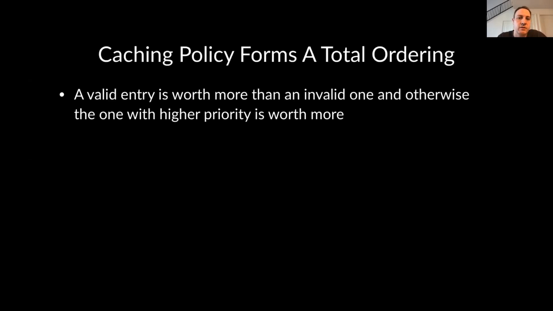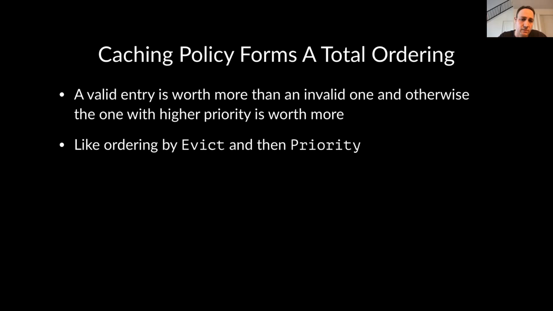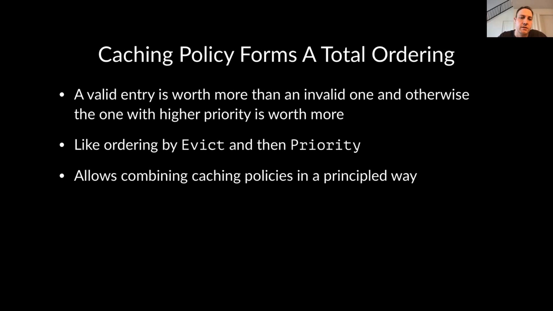And together, these two things form a total ordering on cache values. So conceptually, you can think of a valid entry based on that eviction policy as worth more than an invalid one. And otherwise, if we've got two entries that are valid or two entries that are invalid, then the one that has a higher priority is worth more. So it's like ordering by evict and then ordering by priority. And that gives us a really principled and intuitive way to combine these caching policies.